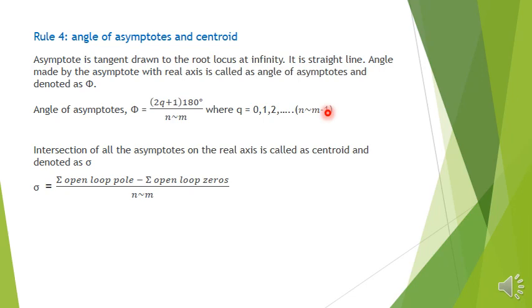Now centroid: the intersection of all the asymptotes on the real axis is called the centroid. So all the n minus m asymptotes intersect at a common point on the real axis, and that point is called the centroid and is denoted by sigma. And sigma equals summation of open loop poles minus summation of open loop zeros divided by n minus m. Summation of open loop poles minus summation of open loop zeros divided by n difference m.